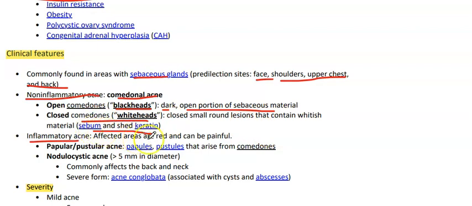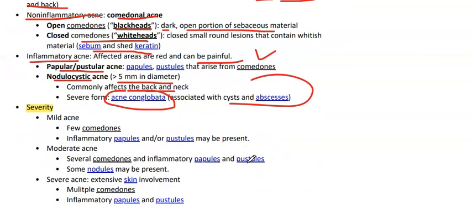In inflammatory acne, the affected areas are red and can be painful. We can have papular or pustular acne, where we find papules and pustules that arise from the comedones, and we can have nodulocystic acne, usually greater than 5 mm in diameter, commonly found on the back and the neck. The severe form of nodulocystic acne is known as acne conglobata, associated with cysts and abscesses.